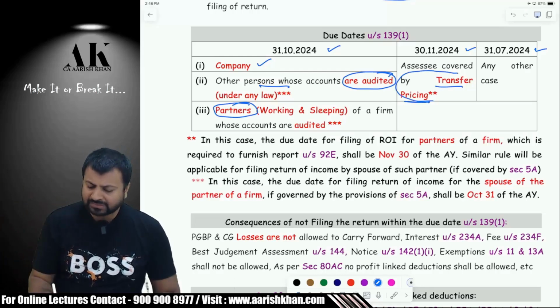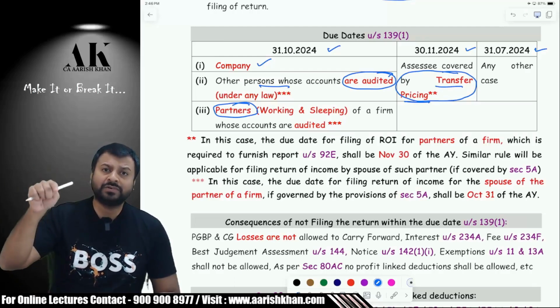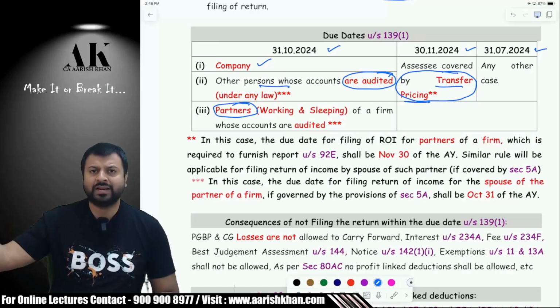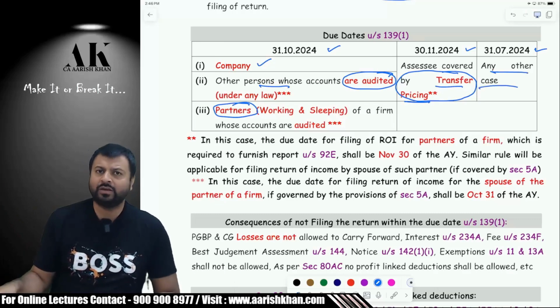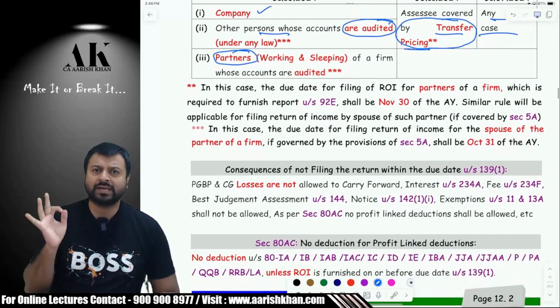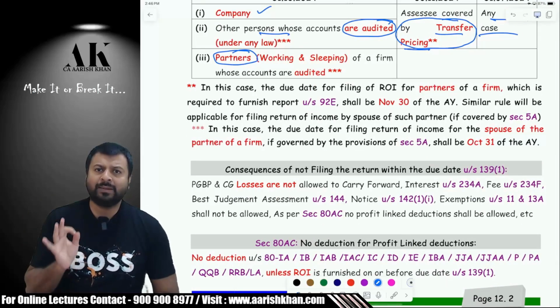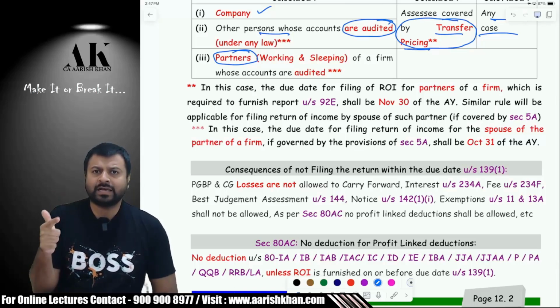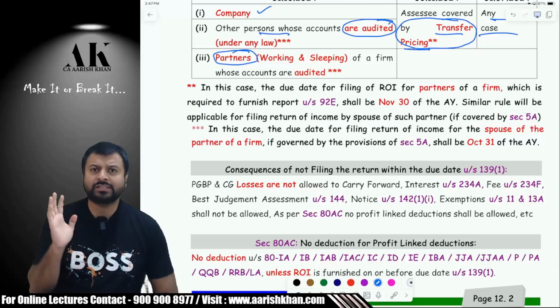Similarly, if the firm is following transfer pricing, then the partners will also follow the 30th November due date. Because the firm is filing the return in November because of transfer pricing, the partner will also file in November. Rest of the cases will fall in July. Now one last thing, which is a special case of the Portuguese Civil Code, which I have told you in the class also. It is applicable to certain states and union territories: Goa, Diu and Daman, Dadra and Nagar Haveli.